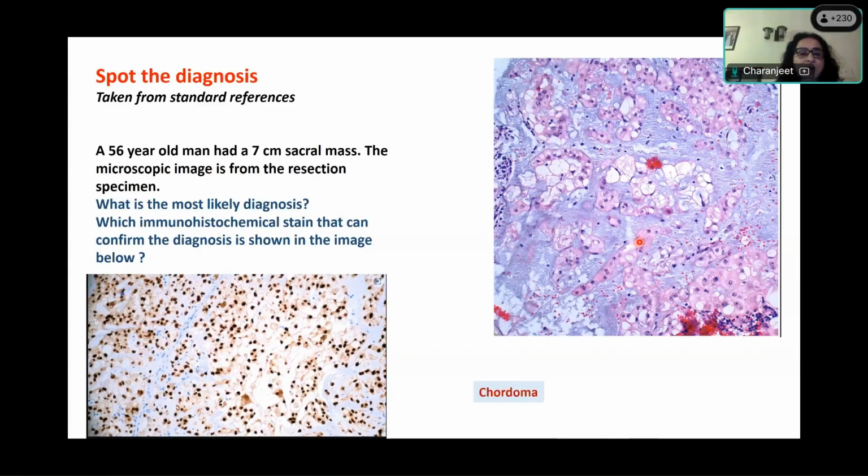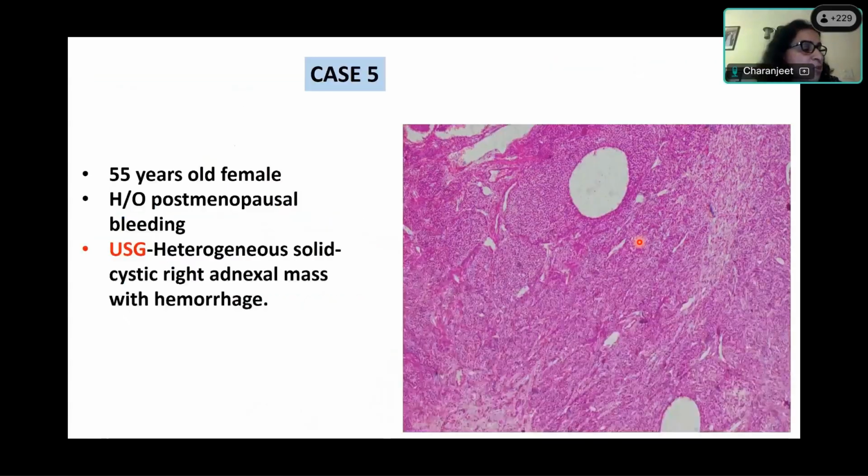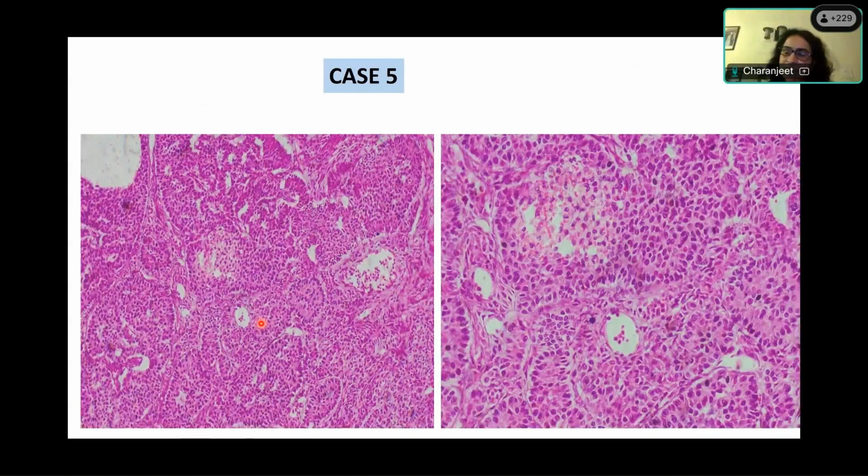Okay, quickly going to the next case, case 5. This is the last case, 55-year-old female. I should not take much time. Postmenopausal bleeding, and you have this solid cystic adnexal mass with hemorrhage. Any doctor? Any one of you? Can you give a description, Dr. Bigre?